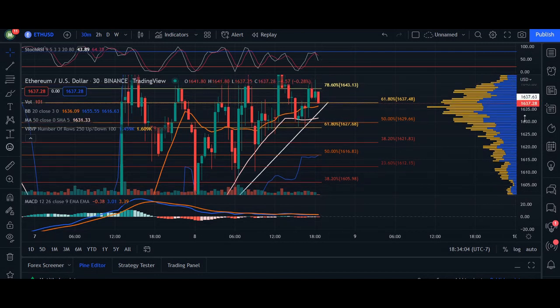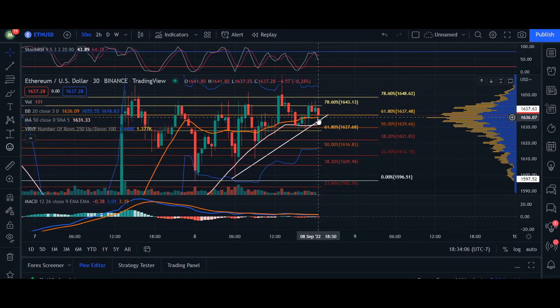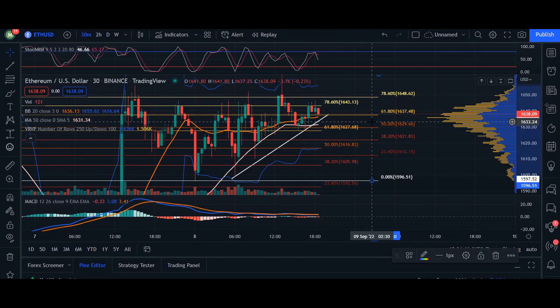So if we want the short-term uptrend to continue, we want to make sure we are bouncing very nicely from this node here, again at 1635, in order to continue and retest this area of resistance at $1,648. In retesting it, what we need is an area of volume, and the volume itself is quite low to retest it.